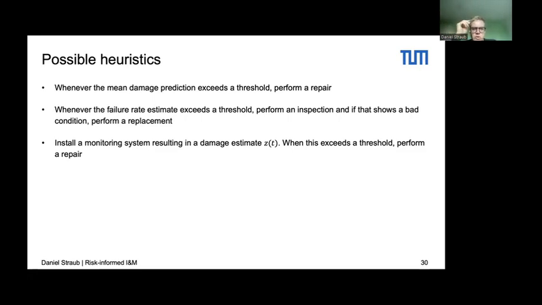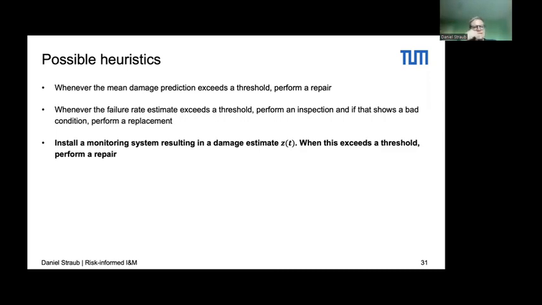I'm going to look at this one, where I say, what if we install a monitoring system that gives us a damage estimate at different points in time? And when this damage estimate exceeds a threshold, perform a repair. And I want to know the expected life cycle cost associated with this particular heuristic.